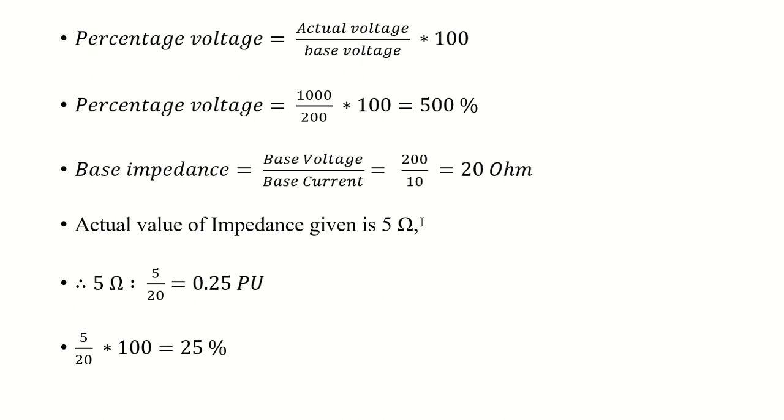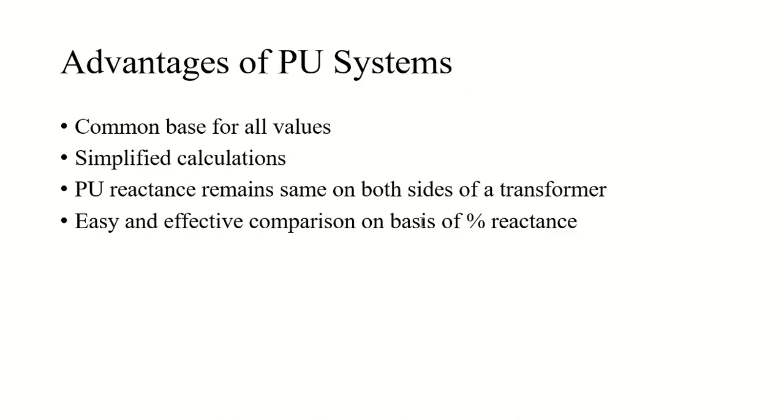Now we will move forward and see what the advantages of per unit systems are. First, as I mentioned in the previous lecture as well, the per unit system provides a common ground or common base. All the values present in your system are brought to a common base. Another advantage is that it simplifies the calculations by a lot.